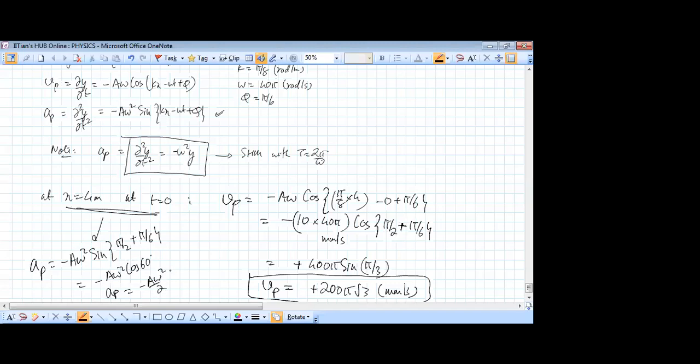So the particle acceleration will have this kind of thing, minus 10 millimeter into 20 pi whole square by 2 in millimeters per second square. So just make a note of this. We wanted to find particle velocity and particle acceleration at the point x equal to 4 meters at t equal to 0.